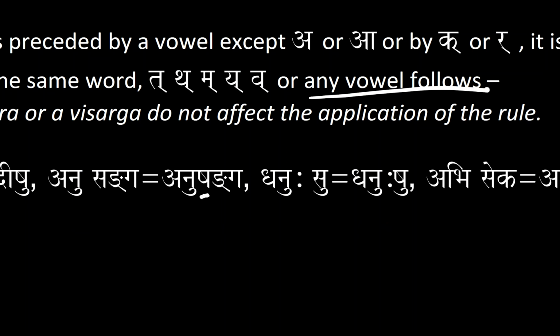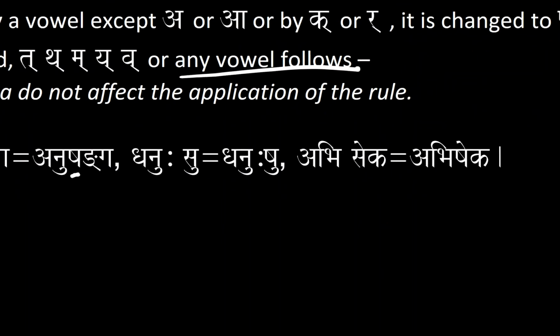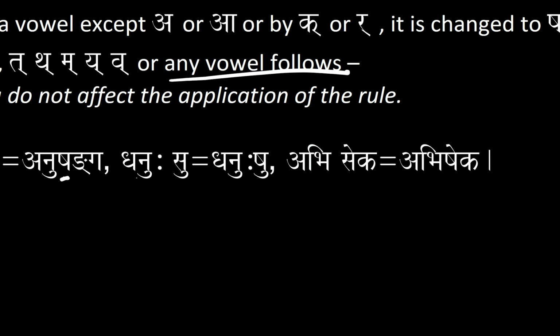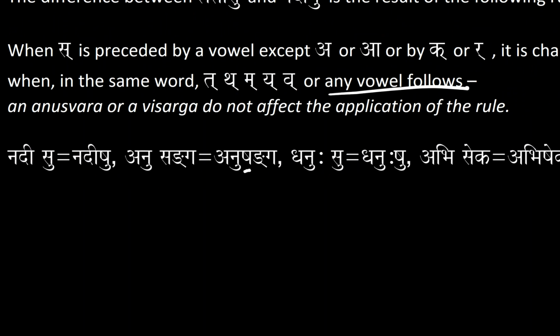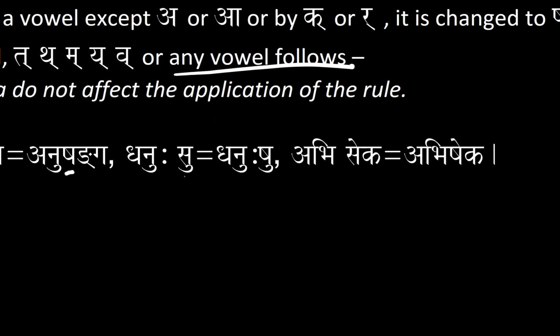Our next example is we have tanuhu and su. This goes back to the rule that an anusvara or a visarga do not affect the application of the rule. Notice that tanuhu su still goes into tanuhu shu, even though this visarga is in the way. Again, this sa is still preceded by an u and it's followed by any vowel, so it turns into a shu. So you have tanuhu shu.